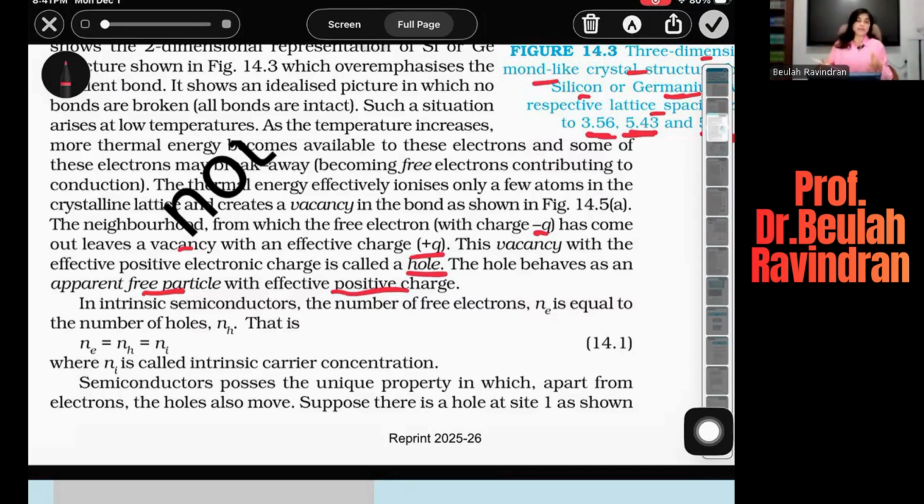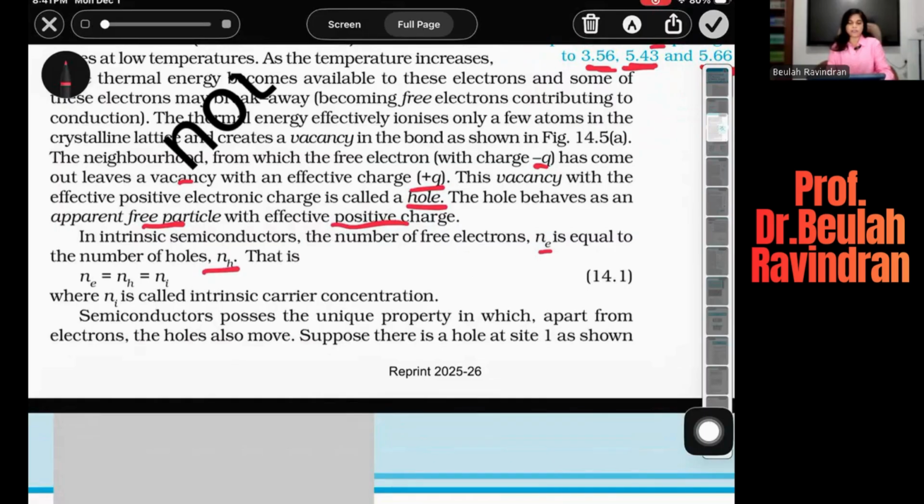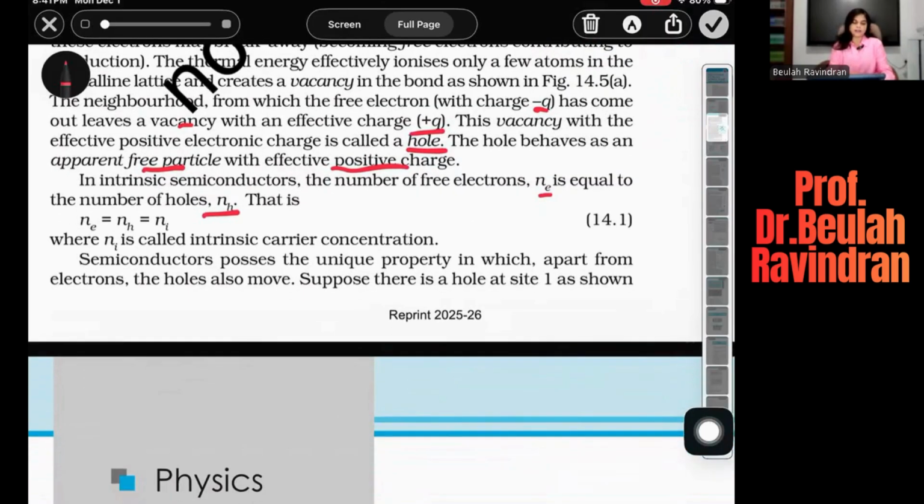It is given in your book very clearly. So in an intrinsic semiconductor, the number of free electrons, Ne, is equal to the number of holes, NH, that is here, like this. So what they are trying to say is that intrinsic means a pure semiconductor. It is not mixed up with some other materials. If the pure semiconductor is mixed up with some other material, then what will happen? Definitely that mixed up nature is known as doping.